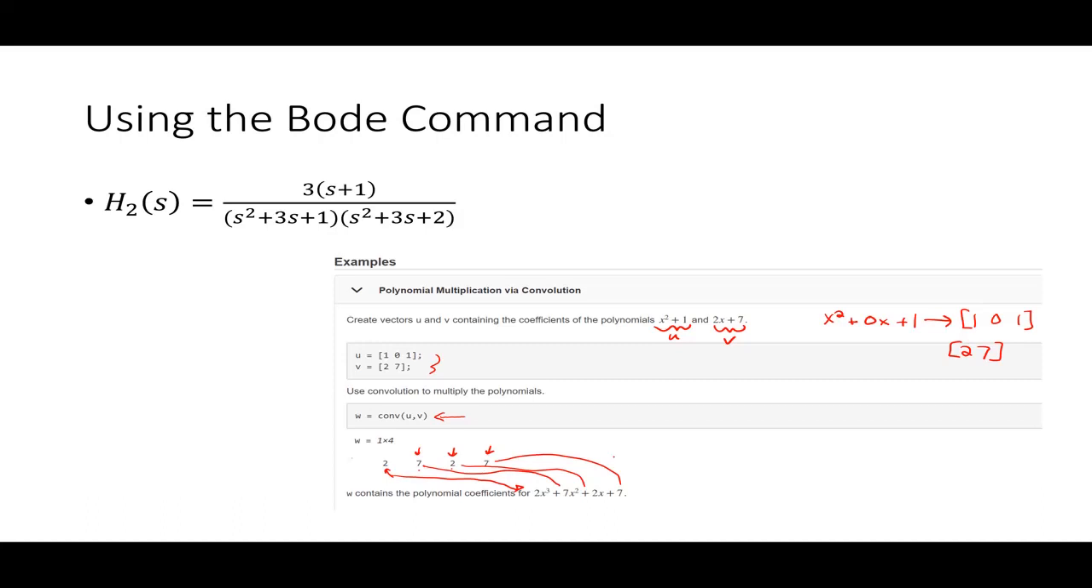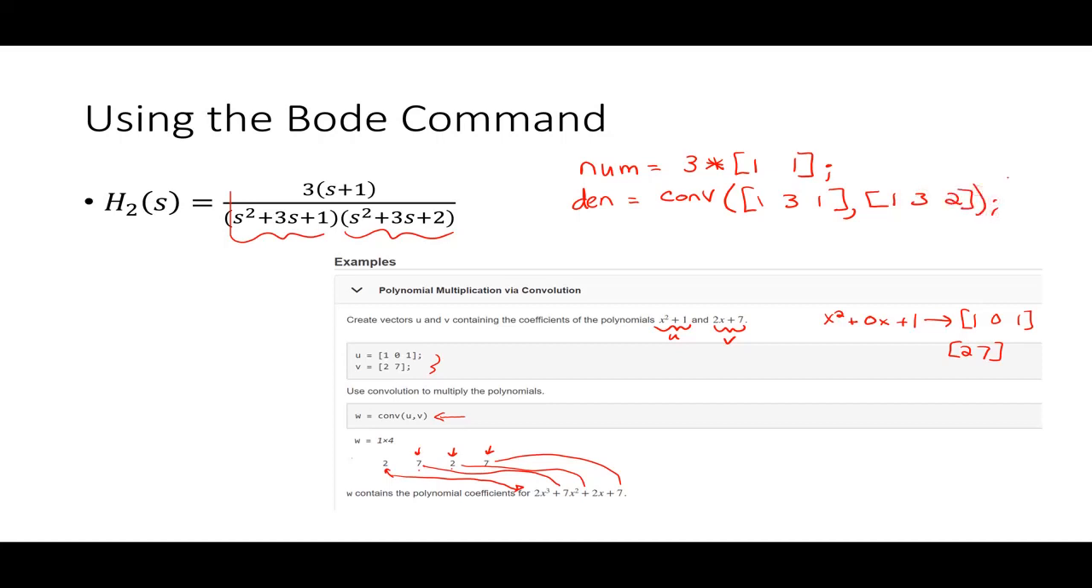All right, so if I wanted to do this problem, what I would say is I'd set my numerator equal to 3 times 1, 1. Right? That basically creates the coefficient vector I need. Okay? In the denominator this time around, I'm going to use that conv function, and I'm going to take this vector here, or that polynomial, and turn it to 1, 3, 1. And I don't put a colon there, no, I put a comma. And then I take this next guy here, which has coefficients 1, 3, 2, like that. All right. Now I'm ready to go.